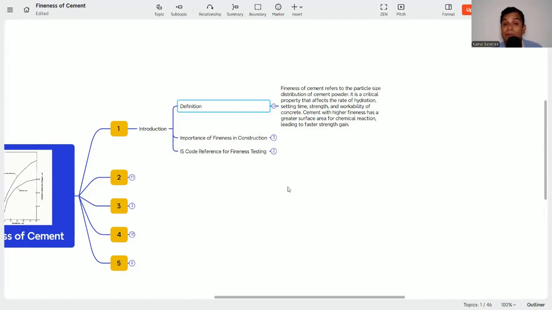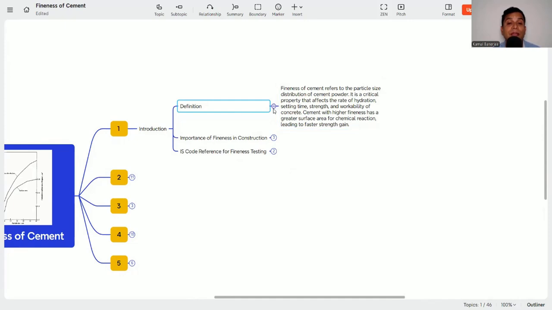So it is a very important property for the cement, and not only the cement, it affects the properties of concrete as well. Cement with higher fineness has a greater surface area for chemical reaction, leading to faster strength gain. I said earlier also that if the surface area is more, then the chemical reaction will happen first and the strength gain will be faster. That is why it is important to know the surface area or the fineness of the cement.